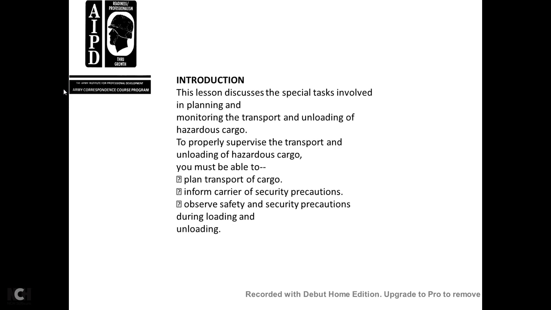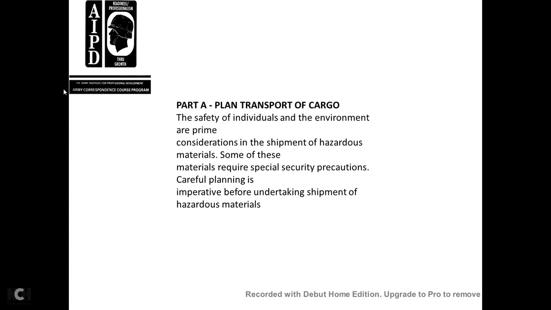To properly supervise the transportation and loading of hazardous cargo, you must be able to plan the transportation of cargo, inform the carrier of security precautions, and observe the safety and security precautions during unloading and loading. Part A, plan the transportation of cargo. The safety of individuals and the environment is the primary consideration in shipment of hazardous materials. Some materials require special security precautions, and careful planning is imperative before undertaking a shipment of hazardous material.